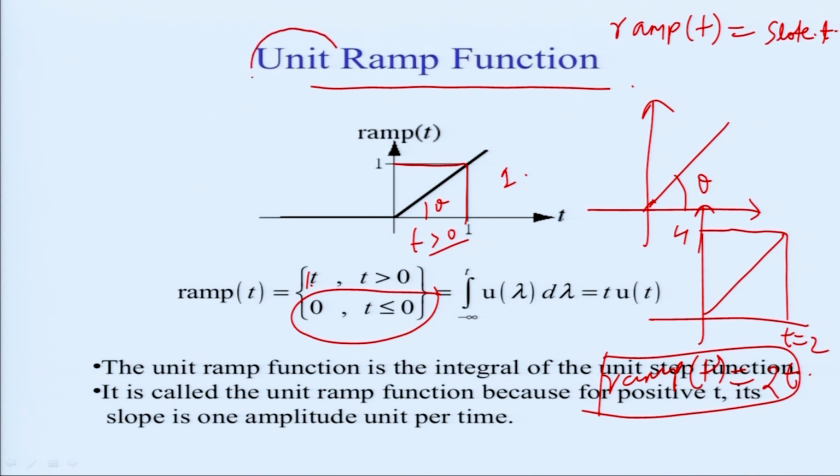And what is a unit ramp? When the slope of the ramp is 1, that is called a unit ramp. When the slope is 1, that is called a unit ramp, and if there is any value of slope other than 1, we can say that it is simply a ramp function.